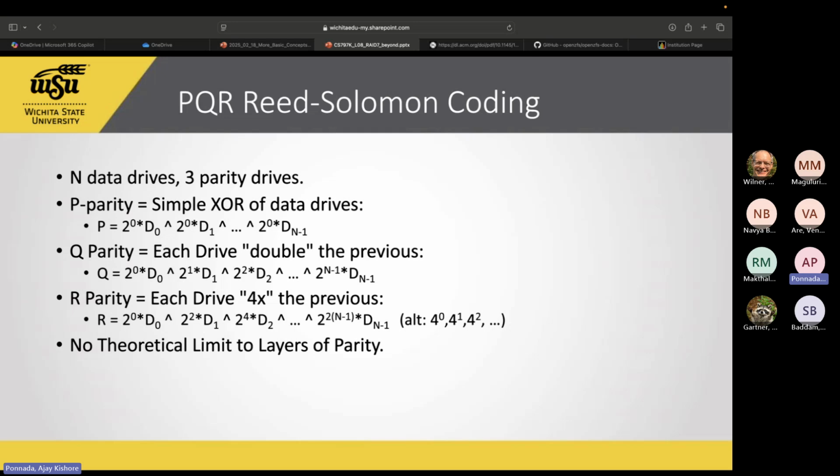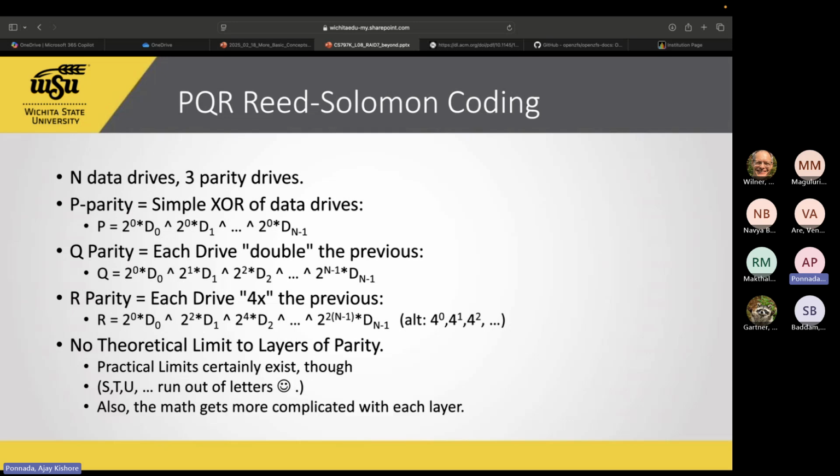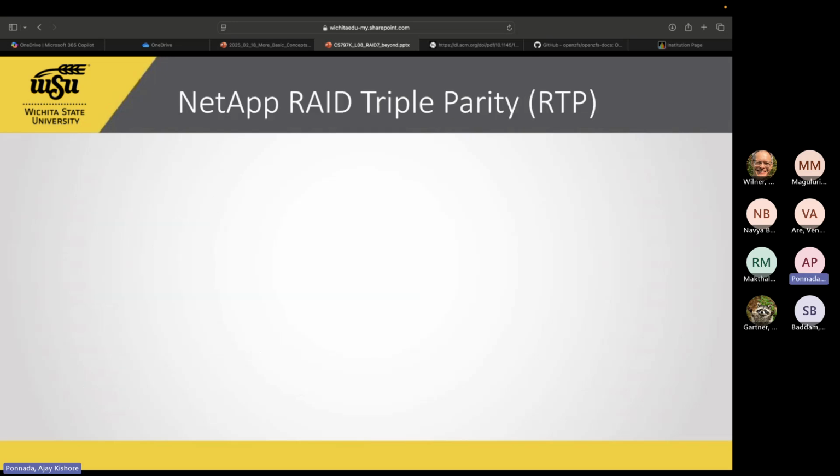So there is no theoretical limits, but there are some practical limits though, such as running out of letters. PQR, then STU, and then we'll go on and we'll run out of the letters for the parity bits. That's it. So also the math gets complicated with each layer, as we discussed earlier. Then an increase in number of data drives will also increase the complexity. So NetApp RAID triple parity, RTP. So you know how we build the RTP. We have 3 parity bits, and we know how to calculate each parity bit.